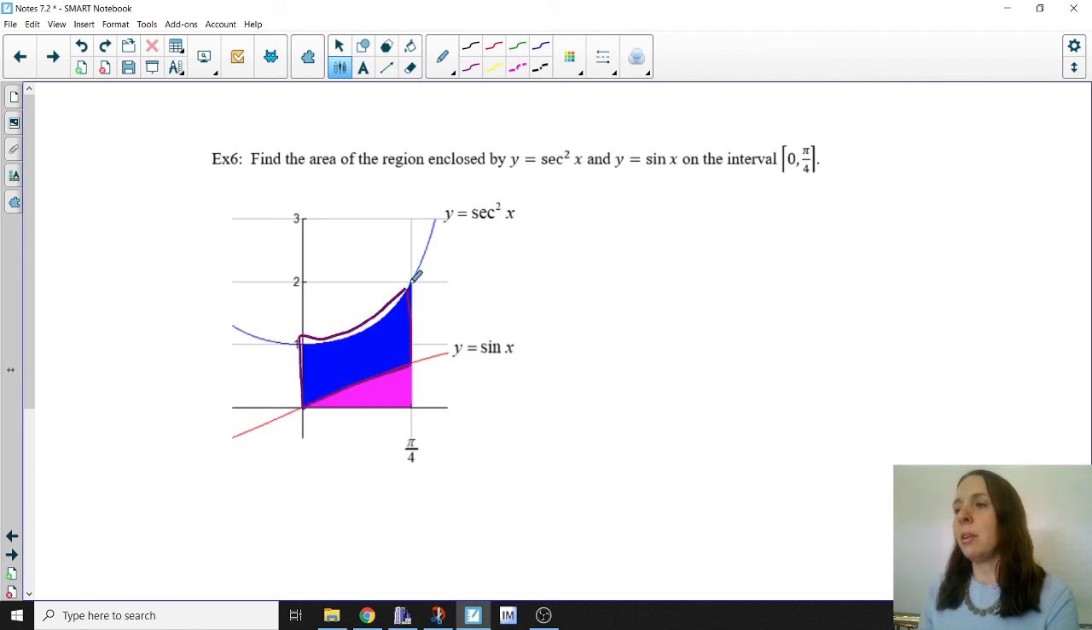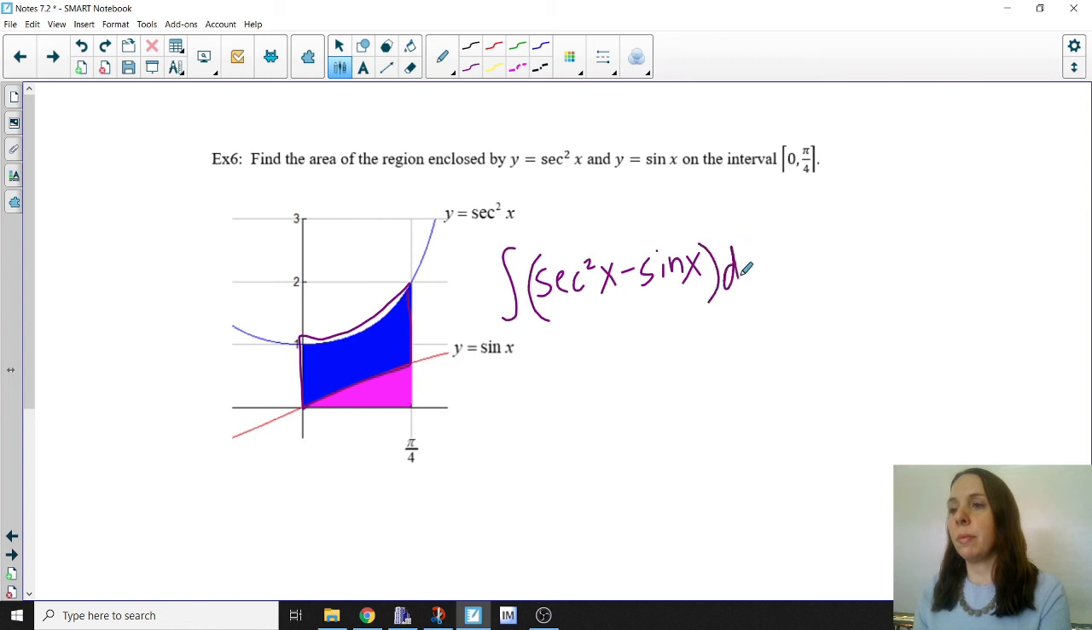Okay, what I want to do with this one is I want to go back to the fundamental theorem of calculus one more time and show you that instead of using Math 9, this could be one where you need to do it without a calculator. All right, and so let's just do one more of those to finish up. I can clearly see that my upper curve is secant squared. My lower curve is sine. And I am going from 0 to pi over 4.